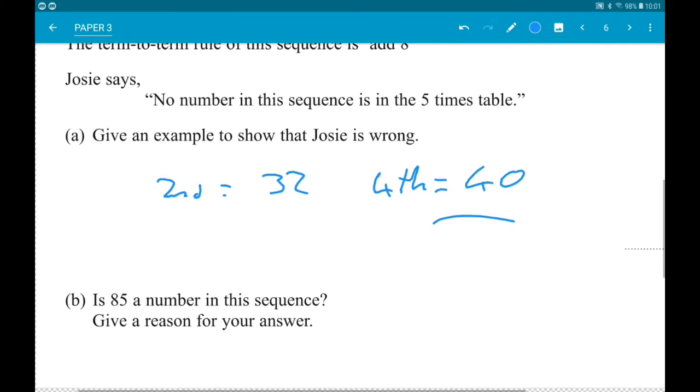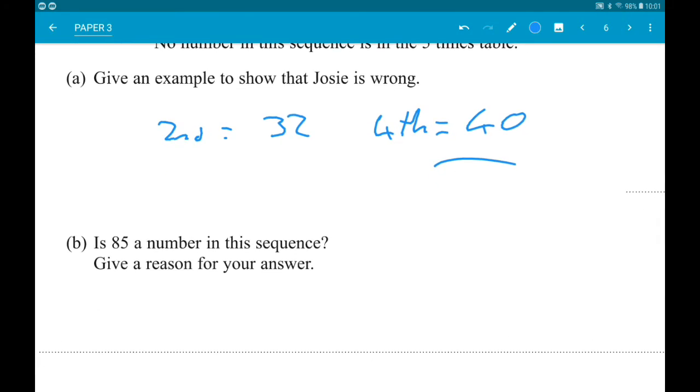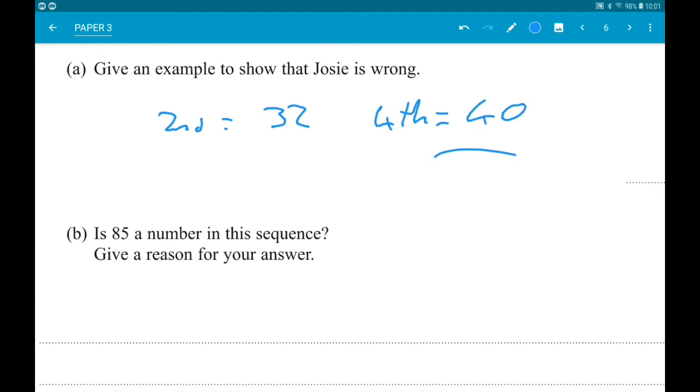Okay, then for part B, is 85 a number in this sequence? Give a reason for your answer. So we're starting off on 24, which is a multiple of 8. We're then adding 8 each time. So this sequence is actually starting from 24, it's then the 8 times table. So 85 is not in the 8 times table, so no.